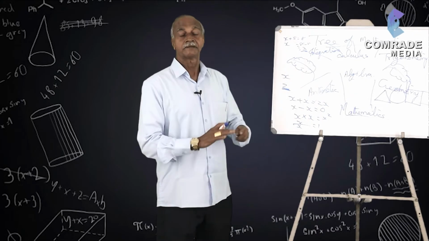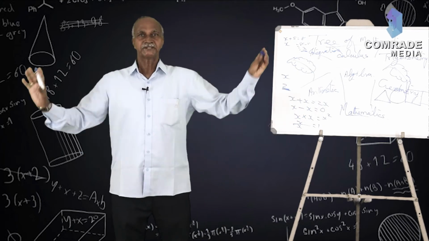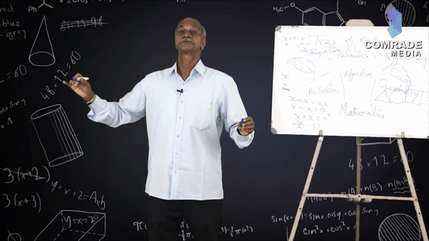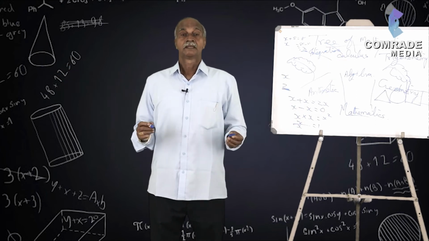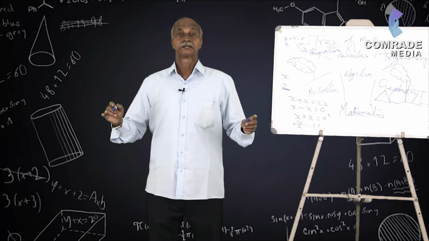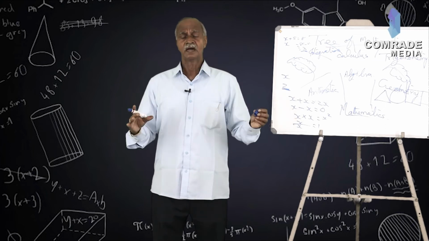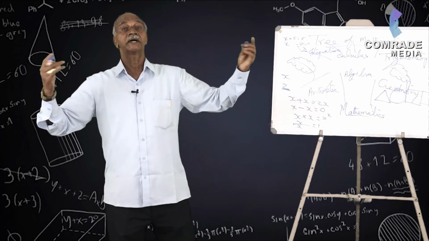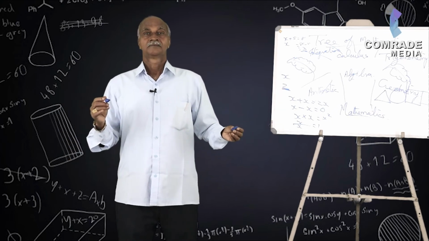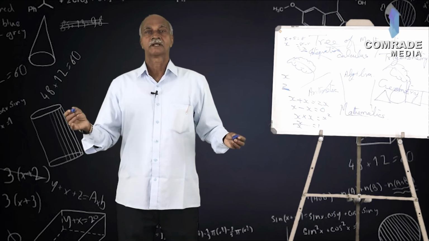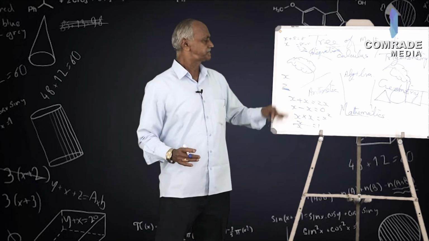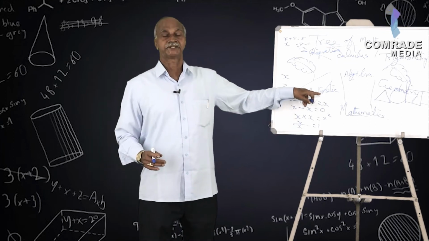And also arithmetic, everything is a number system. Number system in the sense, natural numbers: 1, 2, 3, 4, and so on. Then odd numbers: 1, 3, 5, 7, and so on. Even numbers: 2, 4, 6, 8, and so on. Then square numbers: 1 square is 1, 2 square is 4, 3 square is 9. So all this number system we will be studying in arithmetic.